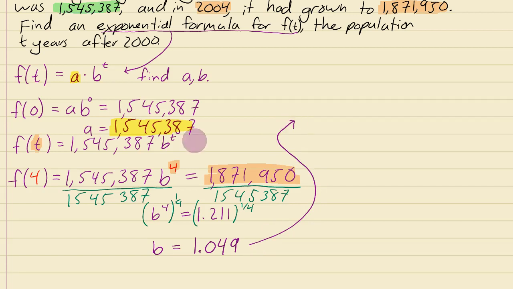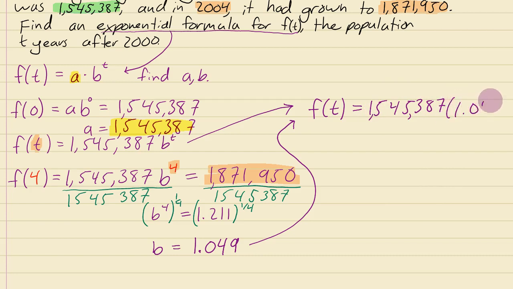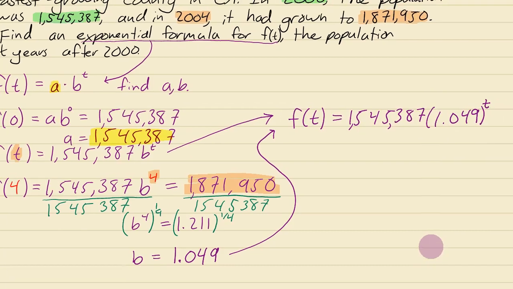And we already know a, so now we can plug that in to your function and say that the formula now, that's just in terms of t, not in terms of a and b anymore because we found those, is going to be that starting population times 1.049 to the power t. And so that's what the question is asking for, so we can stop there.